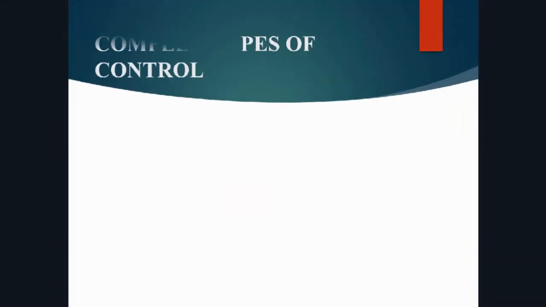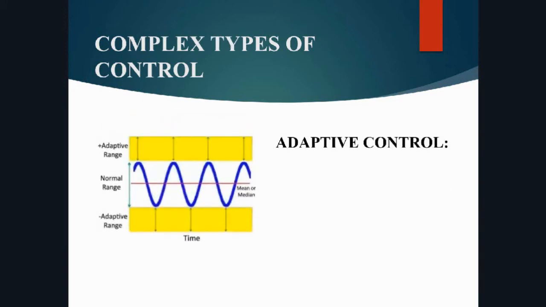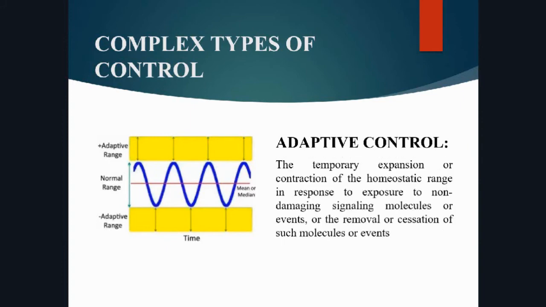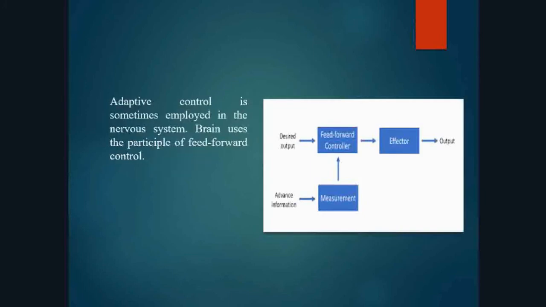Besides the simple feedback systems, the body also exhibits some complex types of control. One such system is the adaptive control. Adaptive control is characterized by the expansion or contraction of the body's homeostatic range in response to exposure to some non-damaging stimuli. Thus, the body adapts to such stimuli by widening its set homeostatic range. Adaptive control is particularly employed by the nervous system.